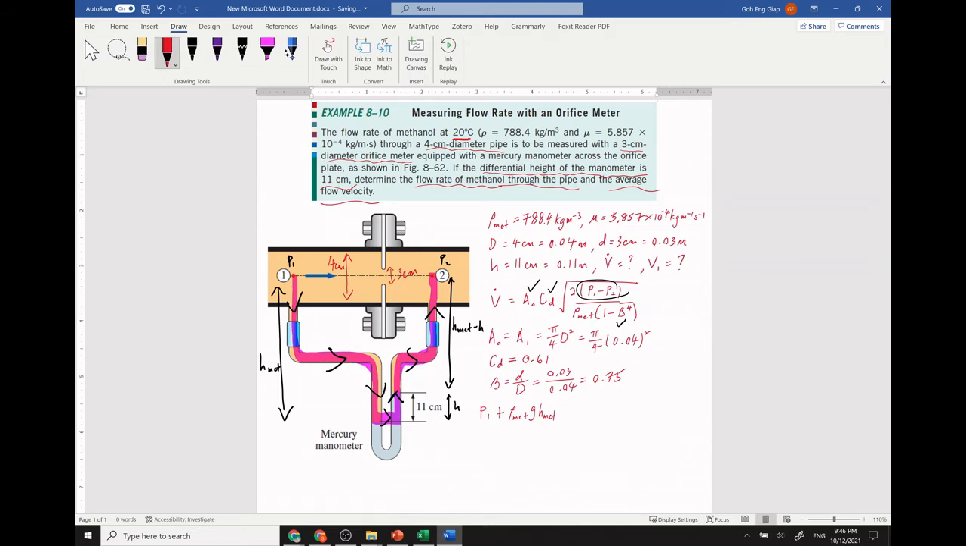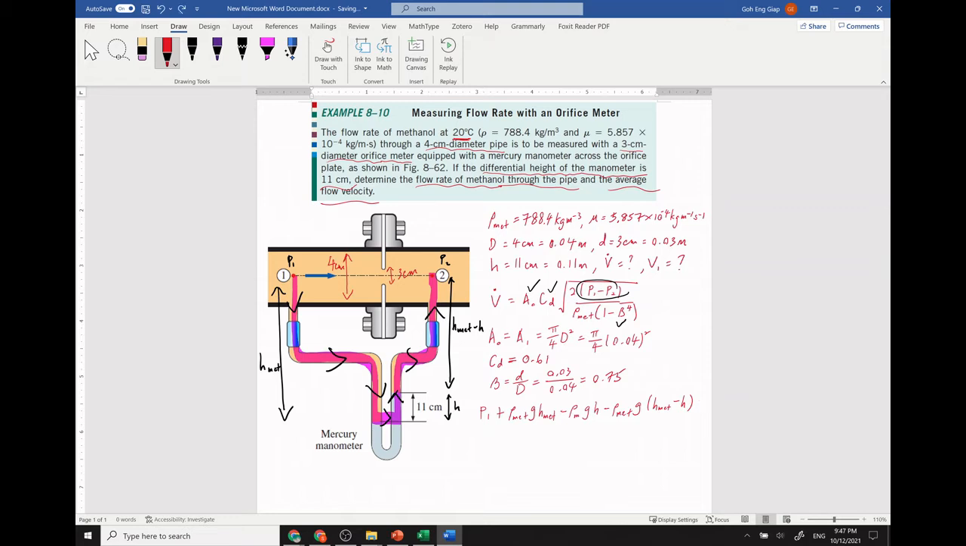Okay, and then we move to the side, and going up will be minus rho mercury g H. Then going up again, we should have minus rho mat g. This time the H is H mat minus H.